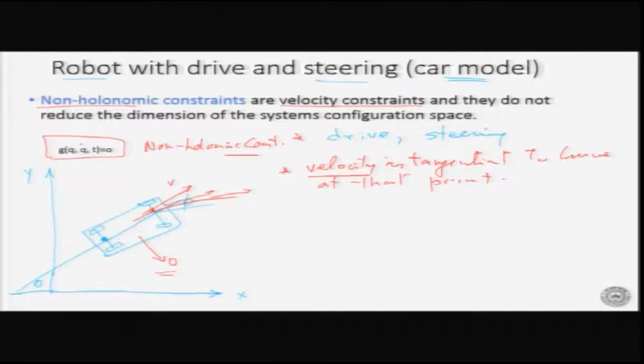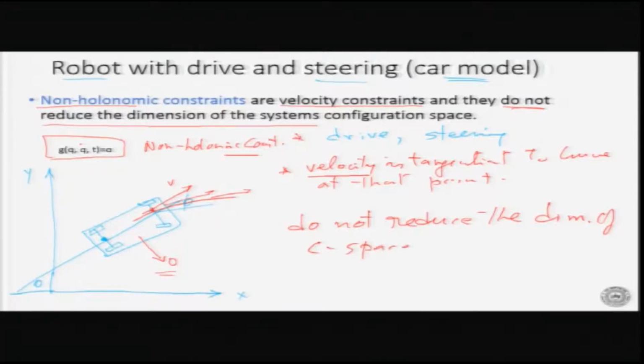Why? Because the velocity vector has to be tangential to every point in that curve, at that instant. Now this constraint has ensured the car cannot go sideways, but in terms of the configuration space, something to note here is that these non-holonomic constraints do not reduce the dimension of the system configuration space. So non-holonomic constraints are velocity constraints, and they do not reduce the dimension of C space.